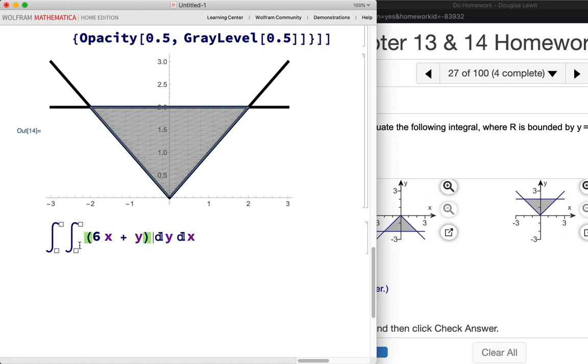What are my y limits? At the bottom, I have y is equal to the absolute value of x. That's the bottom portion. And then on top, I have y is equal to 2. What about x? Well, it's easy. The x limits are from negative 2 to positive 2.